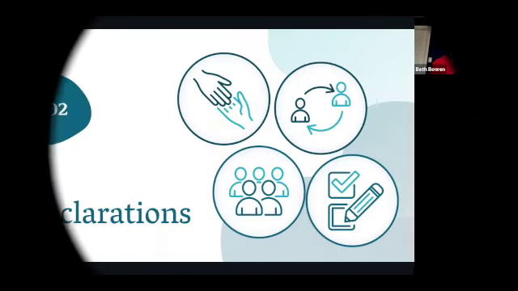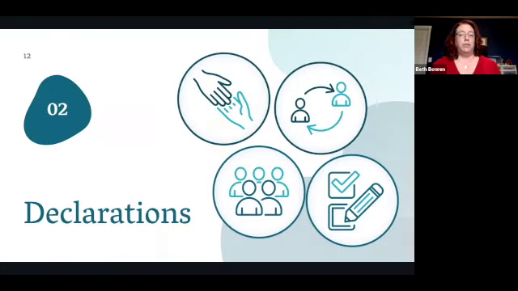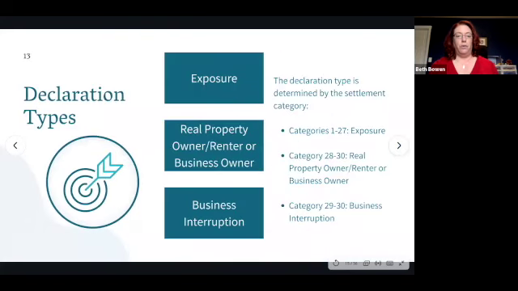The five things that we're covering tonight, the first one was the claims form that we just went through with Leslie. The second one is the declarations. This is separate from the claims form, but it's still establishing your exposure. And we're going to have Channing speak about the declaration types.